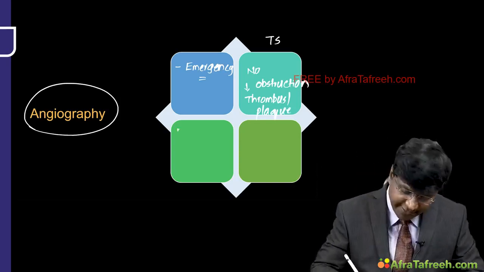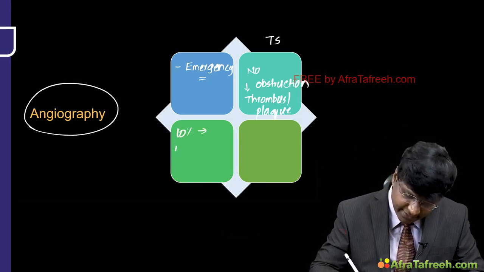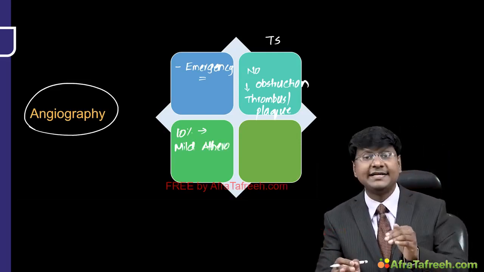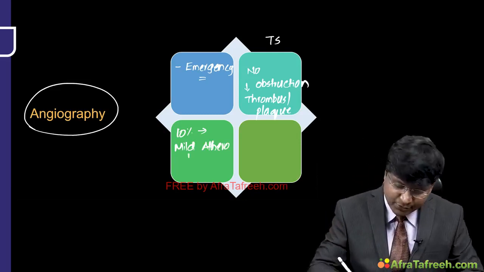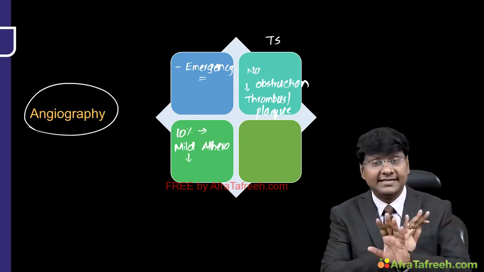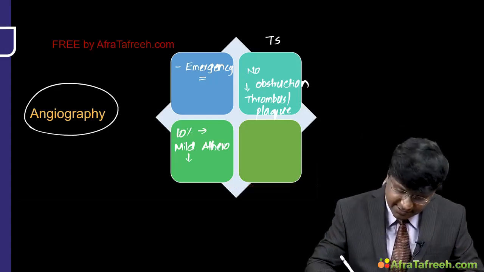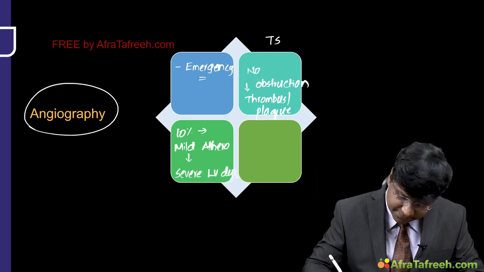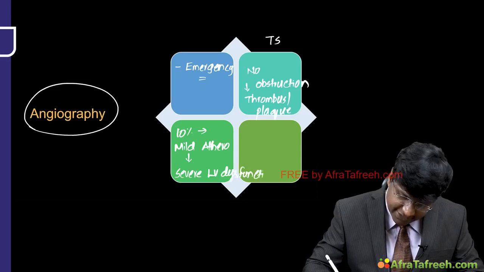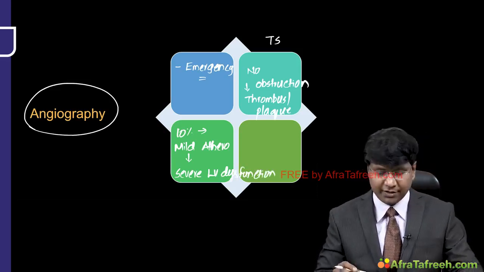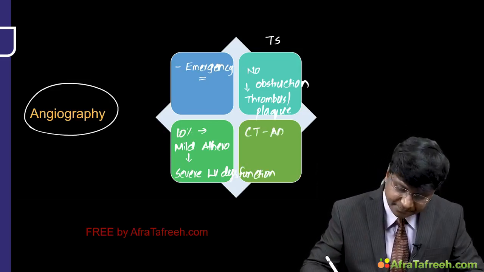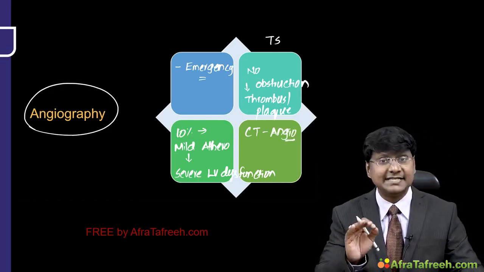But in 10% of individuals, there can be a mild atherosclerosis. But this mild atherosclerosis, which is there in less than 10% of cases, will not explain the severe LV dysfunction. Okay, and next is the CT angiography.